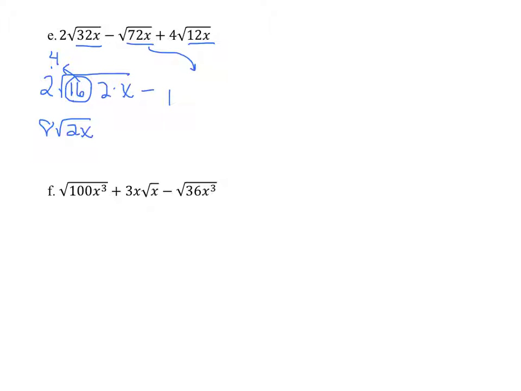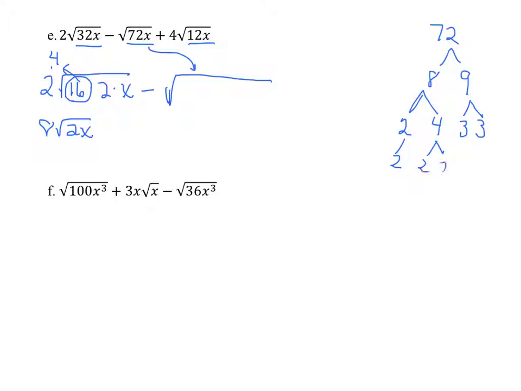Now 72. Well, 72 now is, I'm going to do that over here, you guys. It's really 8 times 9, and 9 is 3 times 3, but 8 is really 2 times 4, and 4 is really 2 times 2. Cool. So for 72, I'm just going to take my time, you guys.